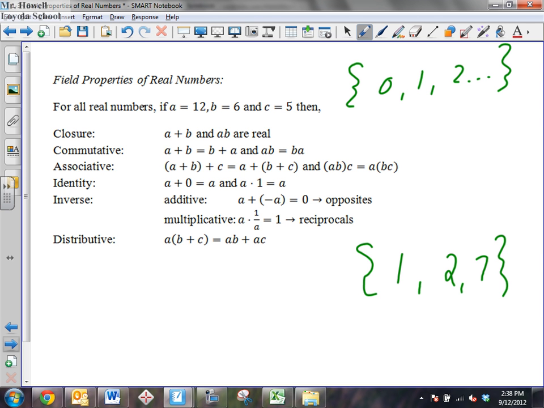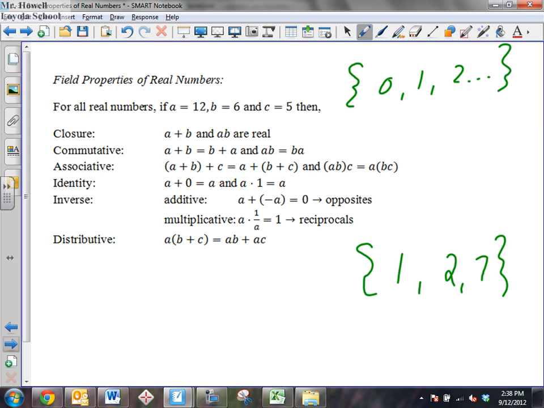Inverse. Additive inverse. What do you think about when you think about inverse? It's not inversing multiplication. It's when you add two numbers, but they kind of cancel each other out. Very good. Absolutely. They cancel each other out. So the additive inverse is the idea that when you add a and negative a, you always get 0. Multiplicative inverse is a little bit different. We call this term reciprocals. We're all good with that? Reciprocals.